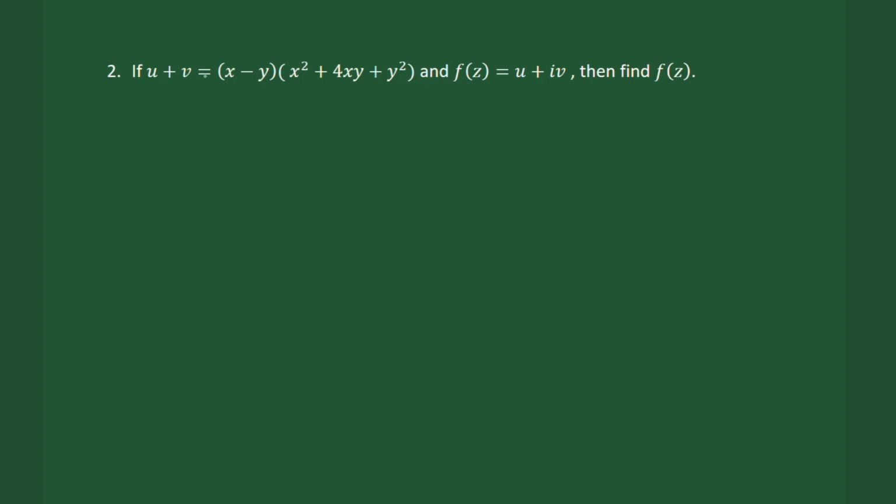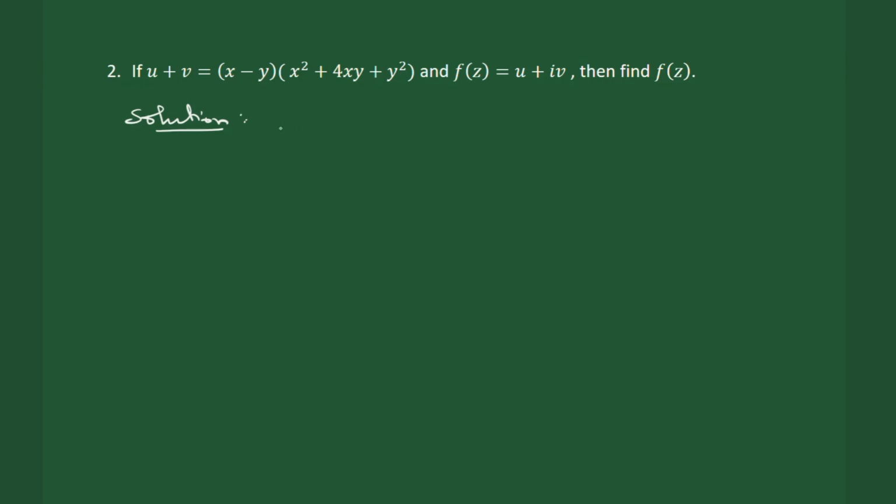If u plus v is equal to (x minus y) into (x square plus 4xy plus y square), and f of z is equal to u plus iv, then we have to find f of z. We already know how to find the analytic function f of z if u is given or v is given. But here we notice it is given u plus v, a combination of u and v. So for this particular problem, we have to do a slight modification.